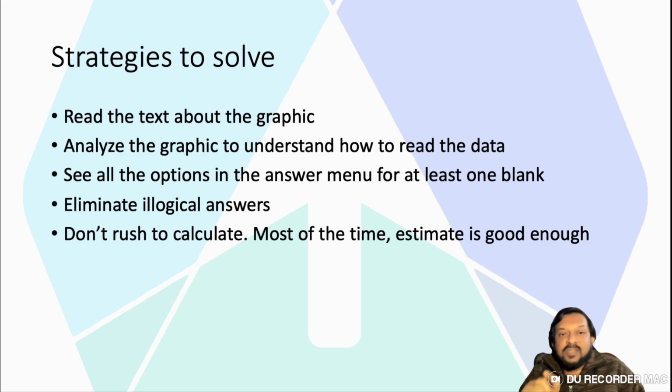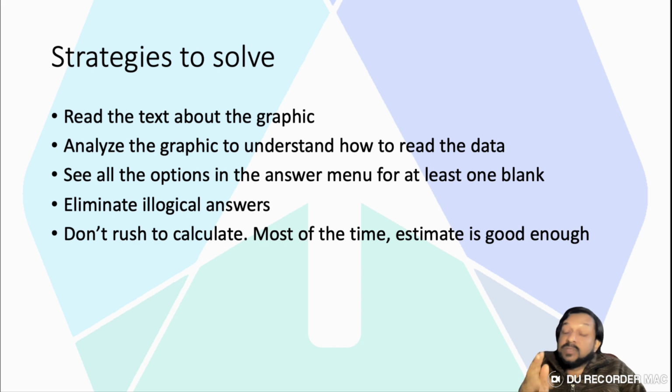Before you start solving the question, make sure you see all the options in the answer menu. If it is about 1 sentence, then check all the options in at least one of the blanks. If it is about 2 sentences and therefore 2 things that you will have to establish, then very clearly you will have to check all the options before you start solving both of the questions. You will very easily be able to eliminate at least 2 out of the 4 or 5 options because they will sound very illogical.